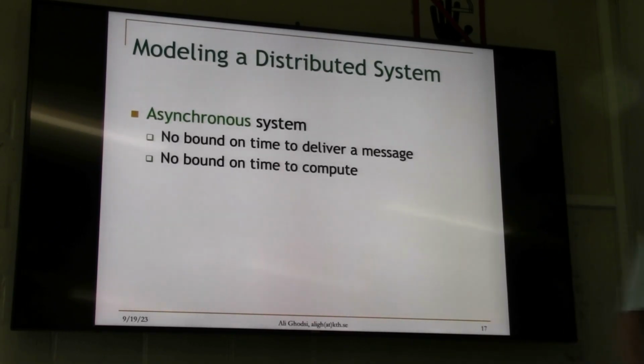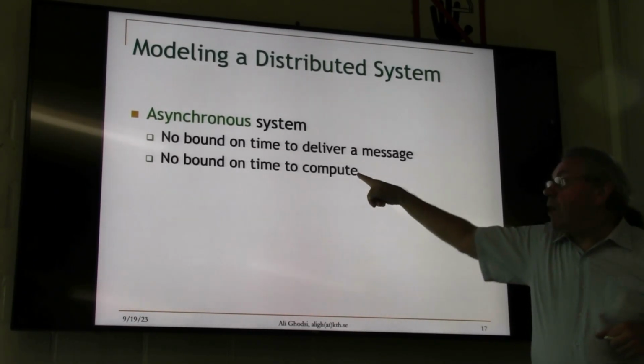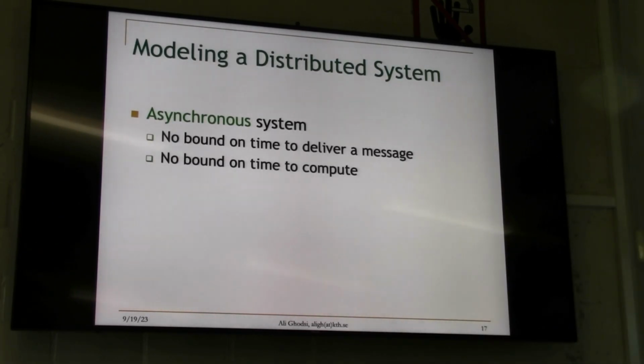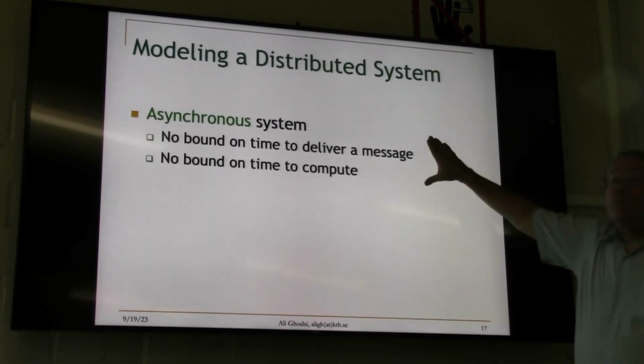That's a very weak assumption. Actually, the post office has that assumption. You sometimes read articles in the newspaper that a letter sent in 1912 has been delivered in 2020. I've seen articles like that. It means that the postal system is essentially asynchronous. There's no bound on the delay. Usually letters arrive in 1 or 2 days, but sometimes they take a lot longer. So this is an asynchronous system. Also, for computation time, there's no bound. Your computer can be very slow or very fast, you don't know.